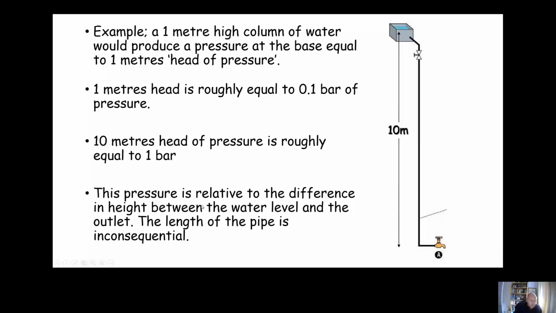Just worth noting, the pressure is relative only to the height between the water level in the cistern and the outlet. The length of the pipe is irrelevant. This pipe could go left, right, up and down and be 20 metres long, but if there's 10 metres between the water level and the outlet, then the pressure will be 1 bar.